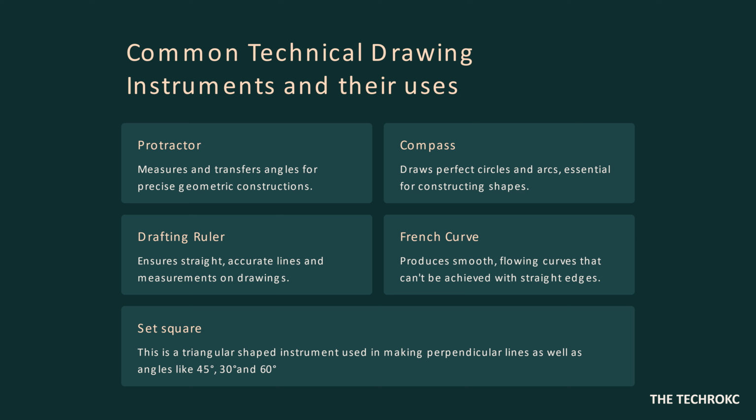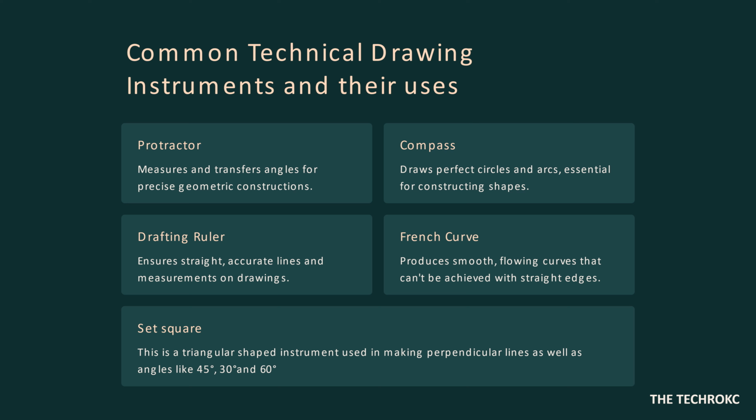The protractor is an instrument used for measuring and transferring angles. The protractor can measure angles up to 180 degrees. It ranges from 0 degrees to 180 degrees. So it can be used to mark out angles between 0 degrees and 180 degrees.